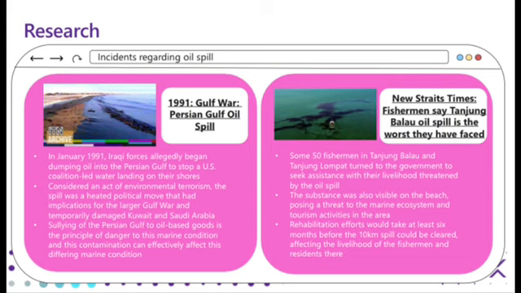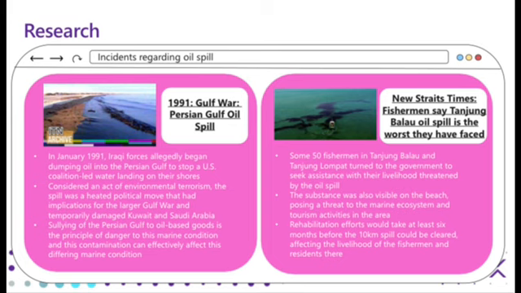Pollution of the Persian Gulf by oil-based goods is the principal danger to this marine condition, and this contamination can effectively affect this differing marine condition. Another oil spill incident that happened in Malaysia was reported by the New Straits Times and other news outlets: fishermen say the Tanjung Balau oil spill is the worst they have faced.